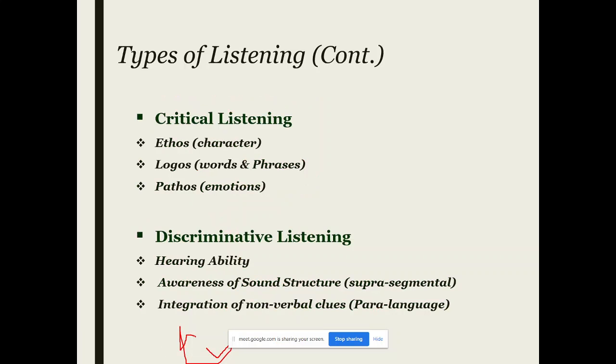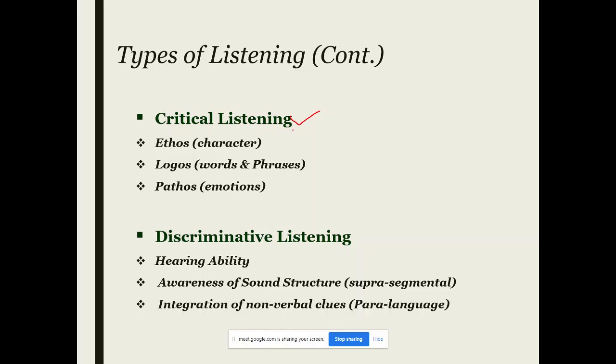Let's move on and understand some more. So what are those? Critical listening, it is a very important one. I think that when you become a graduate student, after graduation, every student must have this ability to practice critical listening. Everything that we listen to is not true. Everything that we read is also not true.